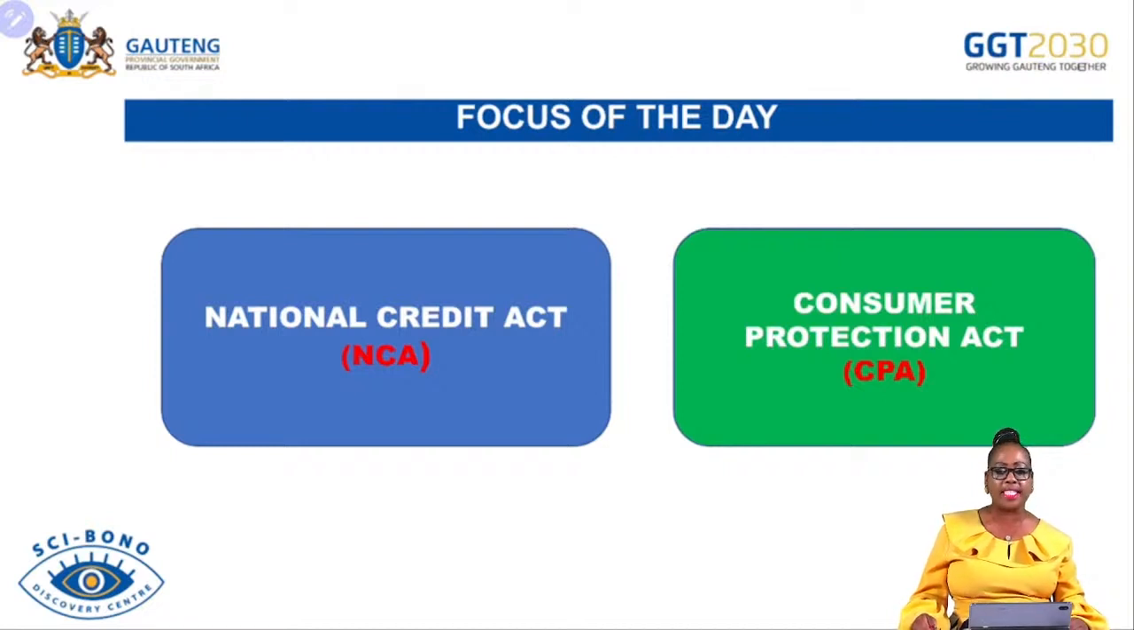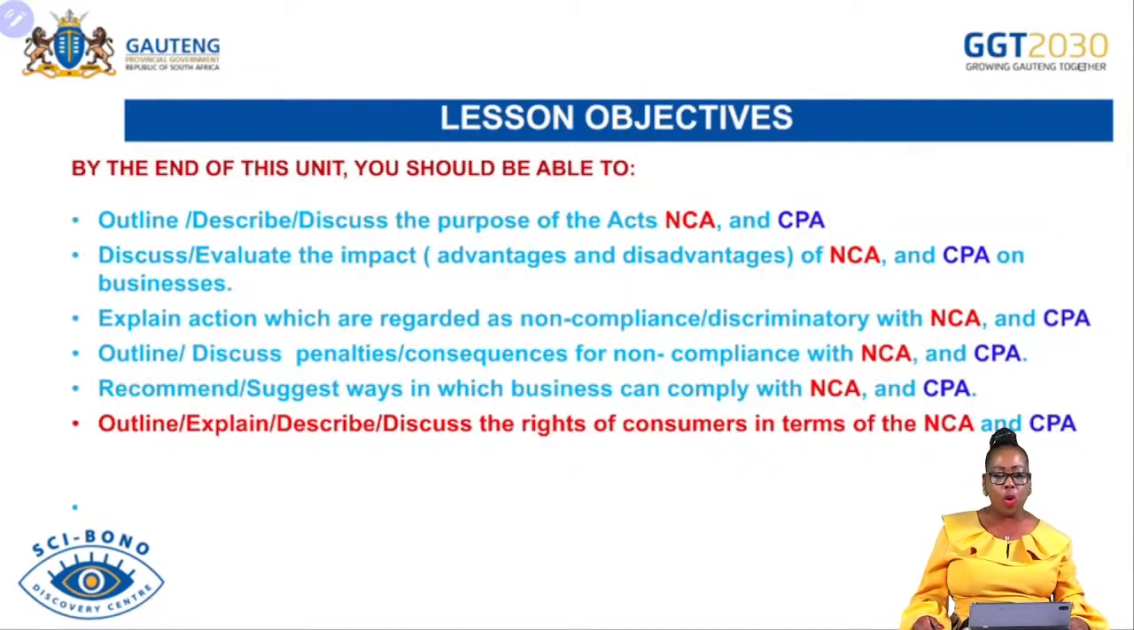Those 5 aspects that I've already mentioned are also our today's lesson objectives. By the end of today's unit, you must be able to outline, describe and discuss the purposes of both of these acts. Take note of those action verbs that are used. You must also be able to discuss or evaluate the impact of these 2 acts. You should also be able to explain. Now look at the change of the action verbs.